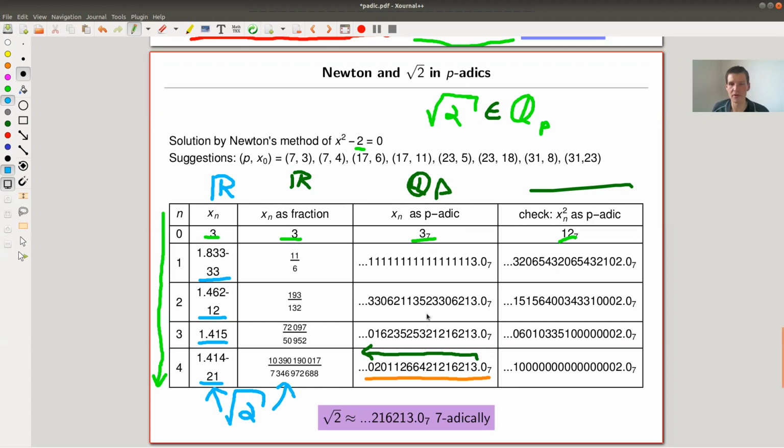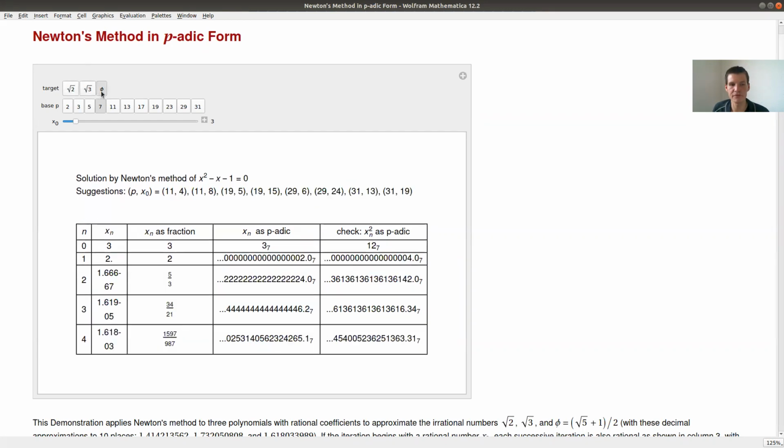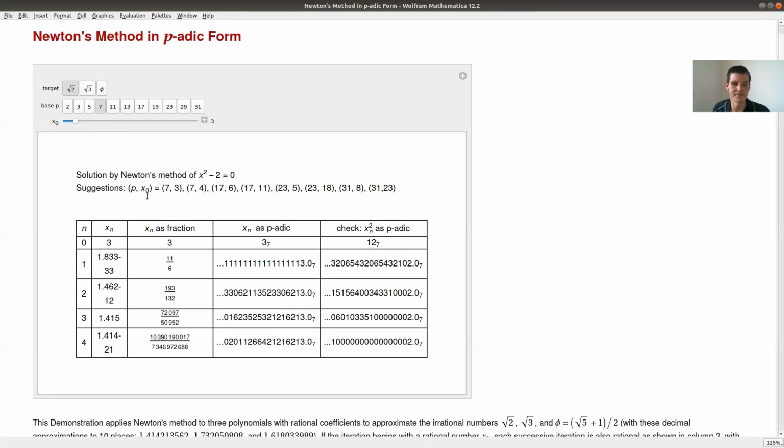So actually, let's have a look at Mathematica. So here's the promised Mathematica demonstration with a link in the description. And it's really just what it says, Newton's method for p-adic integers. And you can choose which one you want. So you have 3 options: square root of 2, square root of 3, or the golden ratio. And it also tells you what kind of things are very nice. But anyway, let's stay with square root of 2.